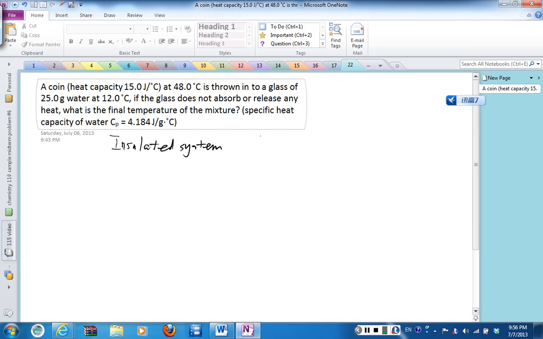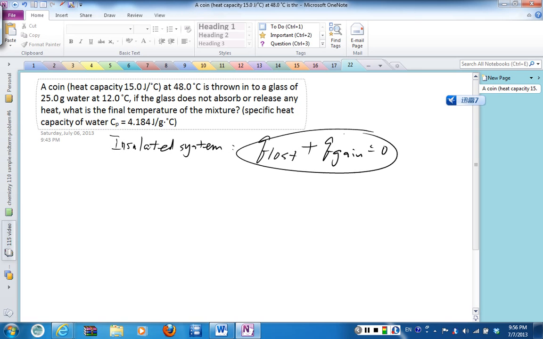Alright, so if this is an insulated system, then we always have Q lost plus Q gain equal to 0. So this is going to be our starting point. So who's losing and who's gaining? The coin has original temperature of 48 degrees, so it's hot. Glass of water is at 12.0 degrees Celsius, so it's the colder object.